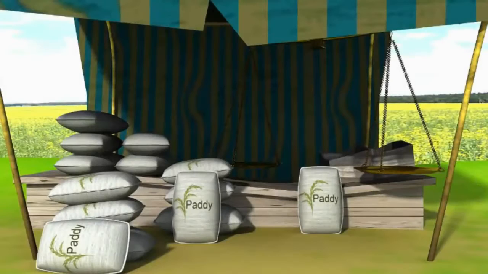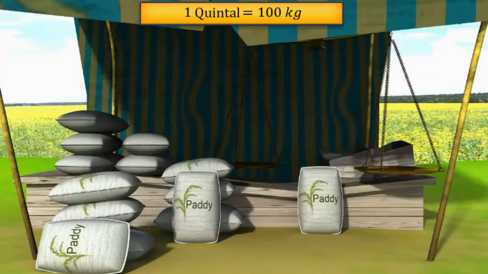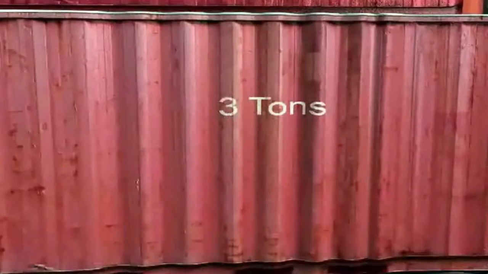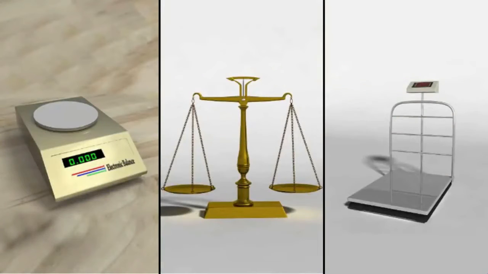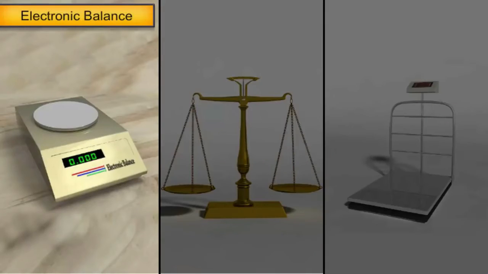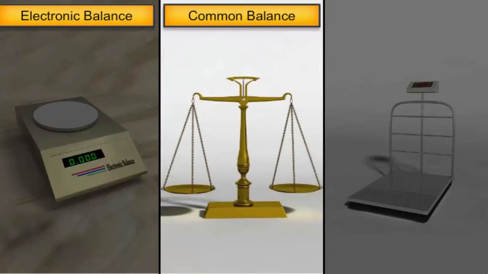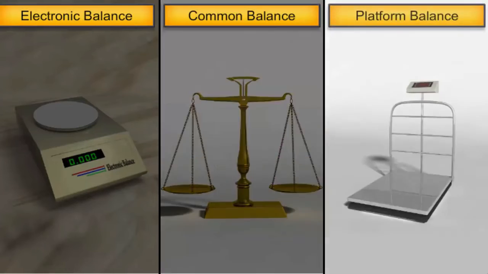If the magnitude of the mass of the object to be measured is much higher than the kilogram, say, for example, the mass of a paddy bag, unit like quintal, which is equivalent to 100 kilograms, is considered. Another higher unit is the ton, which is equivalent to 1000 kilograms. Masses of cargo containers are expressed in tons. Different types of balances are used to measure masses of objects of varying magnitudes. They range from electronic balances used in gold shops, common balances used in grocery shops, and platform balances used to weigh heavy articles such as reams of construction rods.